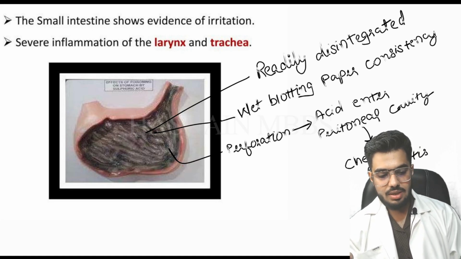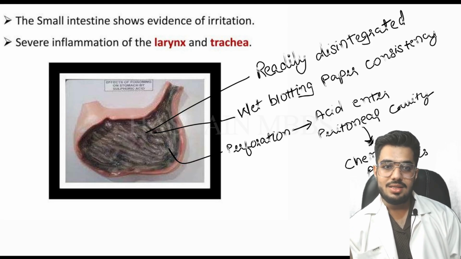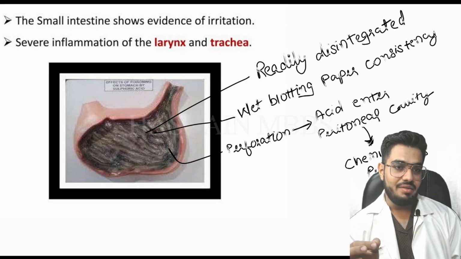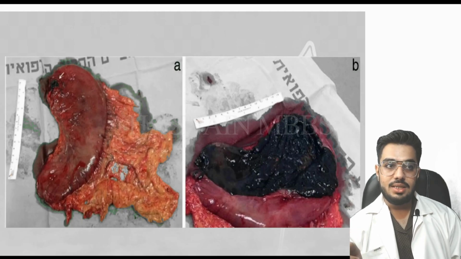Look over here, the stomach is readily disintegrated, wet, with blotting paper consistency, and perforation can cause acid to enter the peritoneal cavity and cause chemical peritonitis. Let me show you more pictures of the stomach, how it looks from inside. You can see over here it is charred and has a very papery tendency.